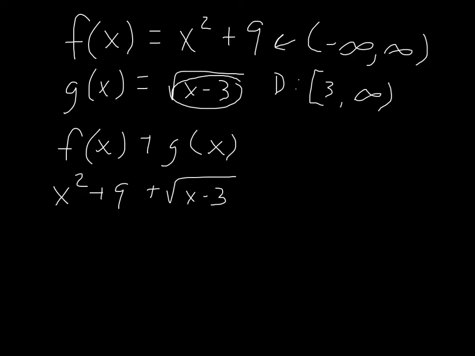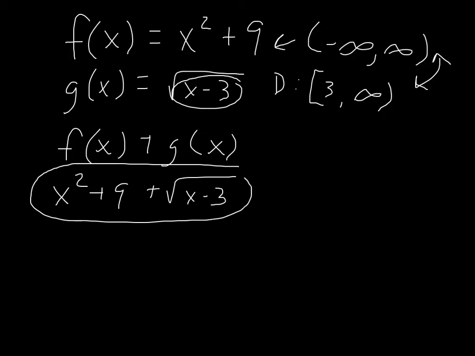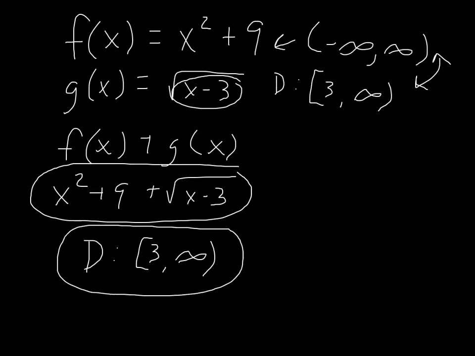So when we combine these two domains to satisfy the function f of x plus g of x, the domain is bracket 3 comma infinity. What works for one has to work for both. So it takes on this domain for the function f of x plus g of x.